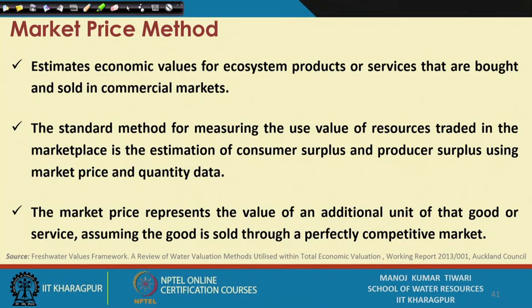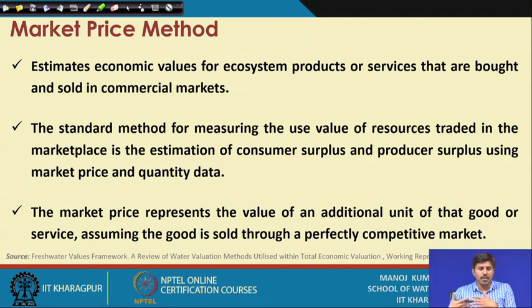Then we have the market price method, okay, which estimates the economic value for ecosystem products or services that are bought and sold in a commercial market. So, it is based on the competitive market, what price a product or service will fetch in a competitive market. That is the simple and straightforward market price method. This is the standard method for measuring the value of resources traded in the marketplace, for the estimation of consumer surplus and producer surplus using the market price and the quantity data.